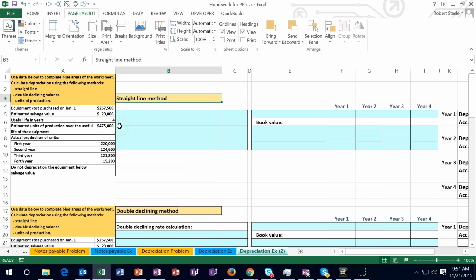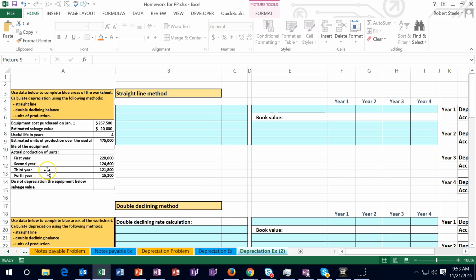Estimated units of production, 475. That does not have anything to do with this particular problem, because it's going to be used in the units of production method. And then we have the actual production down here. Once again, that's the units of production method, so we're actually not going to need that because we're not going to estimate on production in the straight line method. Do not depreciate the equipment below the salvage value.